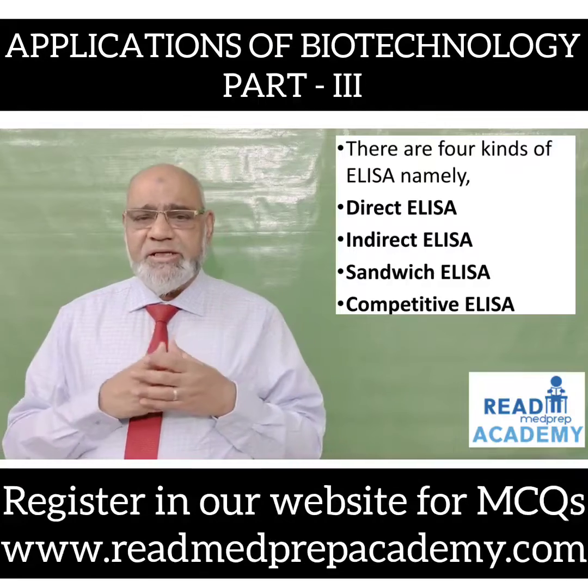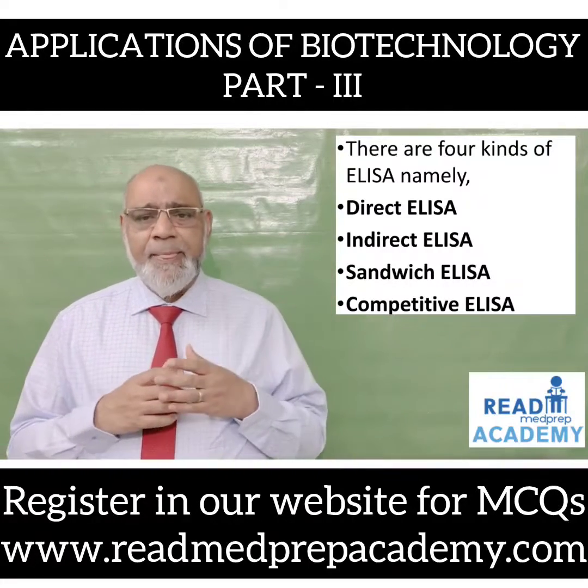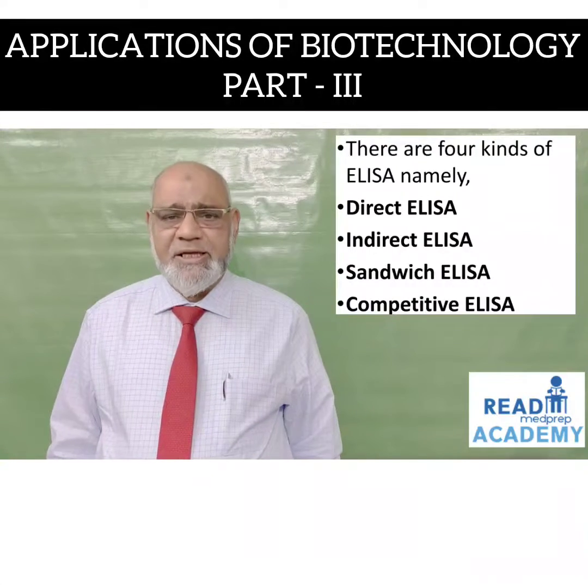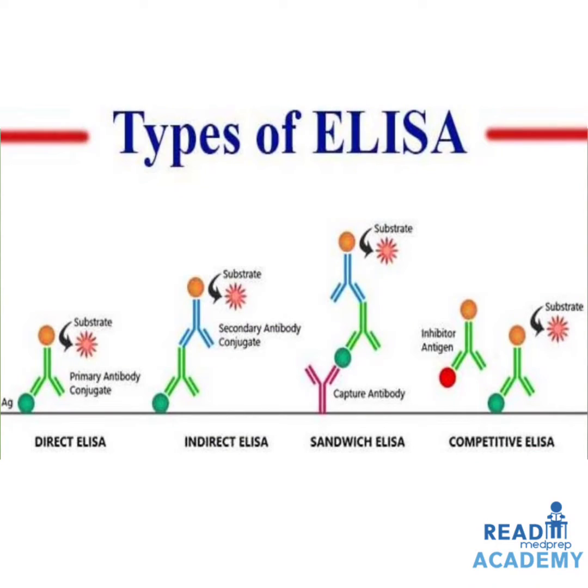There are 4 kinds of ELISA, namely direct ELISA, indirect ELISA, sandwich ELISA and competitive ELISA. The types of ELISA you can see: the direct ELISA where the antigen and the primary antibody conjugate is present and a substrate is added. In the indirect ELISA, the primary antibody conjugate with the antigen is taken and the secondary antibody conjugate is added and a substrate is added.